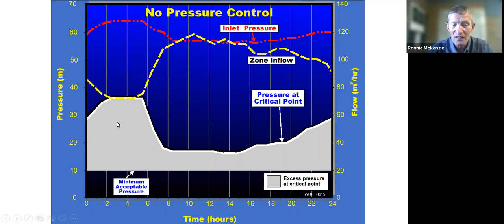So this area that is shaded in grey here represents the excess pressure at the critical point in the system. So what we've got is excess pressure. That means we've got excess leakage. So if we can reduce that excess pressure in some way, we will reduce the leakage.